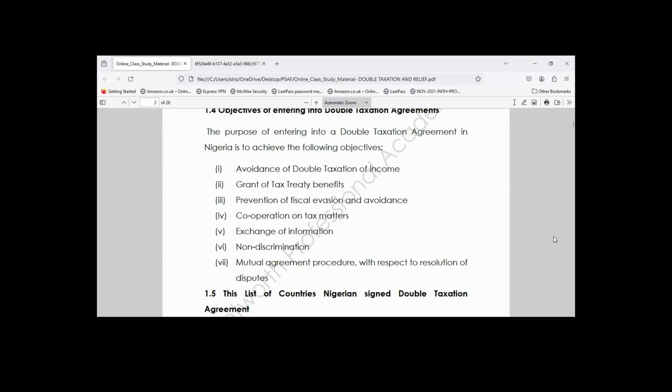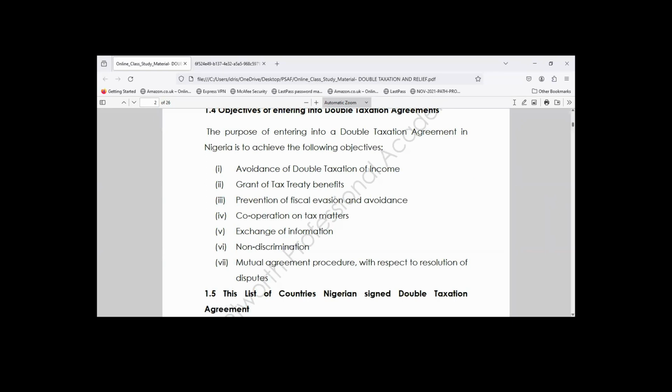Let's look at this number one objective: avoidance of double taxation of income. They want to avoid double taxation. One of the reasons why countries sign double taxation agreements is that they want to avoid double tax on income. So that is the objective of double taxation agreement.